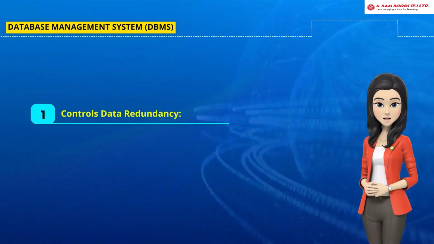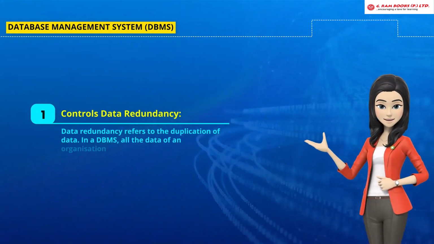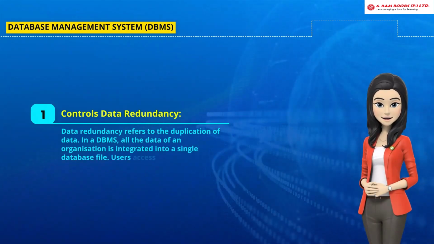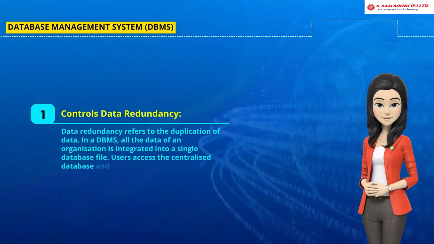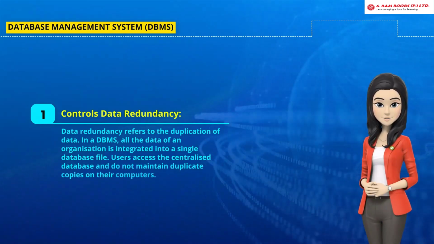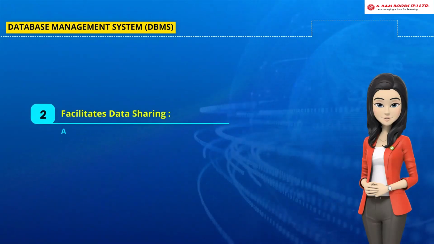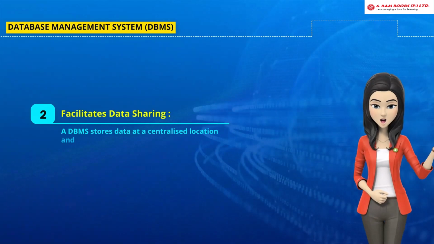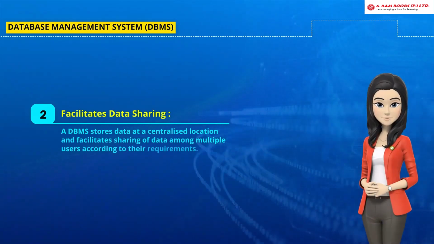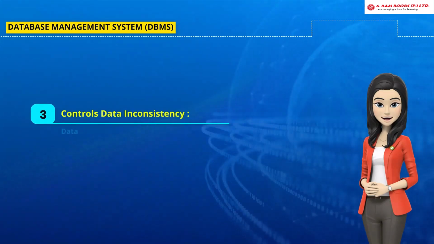1. Controls data redundancy. Data redundancy refers to the duplication of data. In a DBMS, all the data of an organization is integrated into a single database file. Users access the centralized database and do not maintain duplicate copies on their computers. 2. Facilitates data sharing. A DBMS stores data at a centralized location and facilitates sharing of data among multiple users according to their requirements.